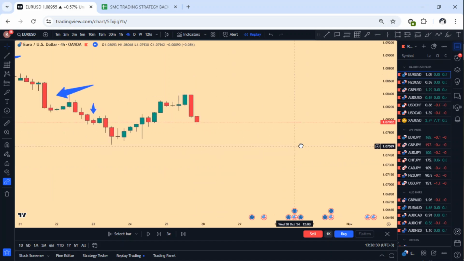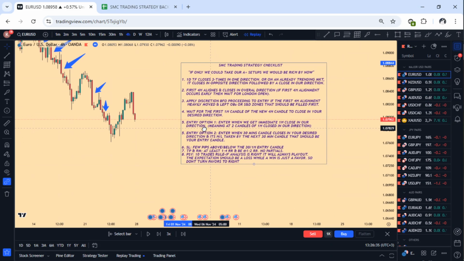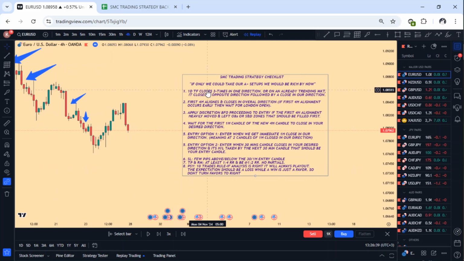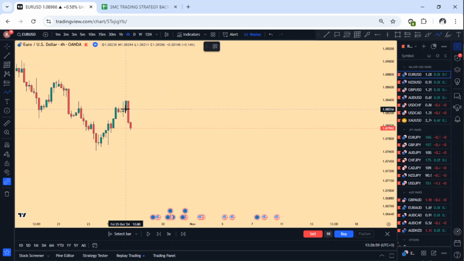So as you can see, after you go to 4 hours, you check there is number 3, which is apply discretion before proceeding to entry if the first 4 hour alignment heavily moved and left OBs or supply and demand zones that should be filled. So if we check this market, whatever happened is this. Let me just delete everything so that it can be a little bit clearer. So this is how the market moved.